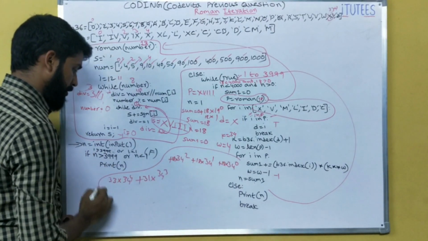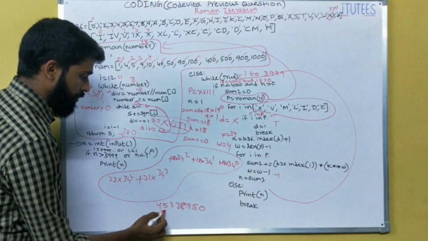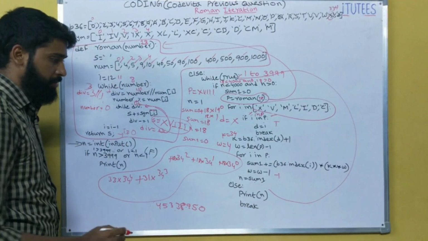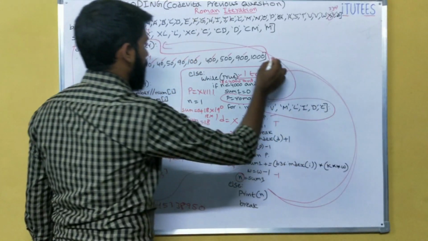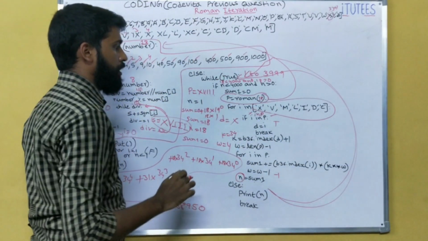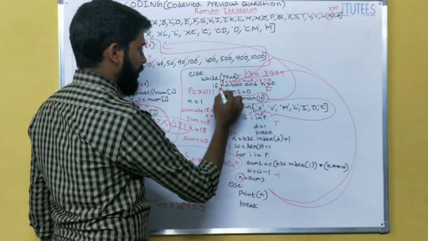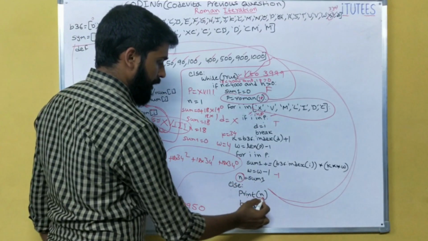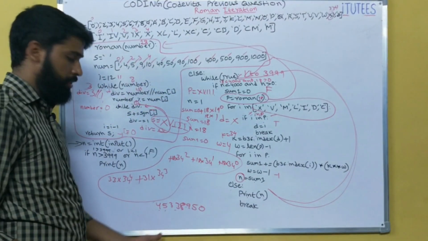So let us discuss about this calculation. If we add all these numbers, we get 45338950. So that is the N. And go to here next. This one. If N, this condition is false, then go to else, print N. What is the N value? 45338950. This is the output.